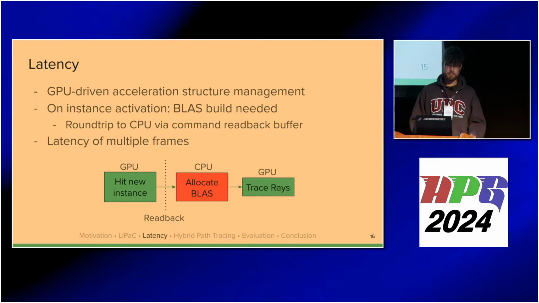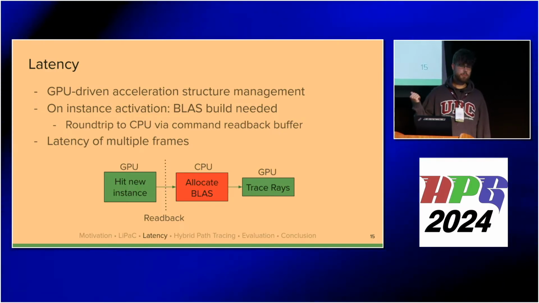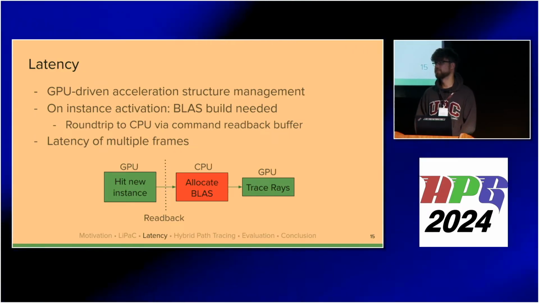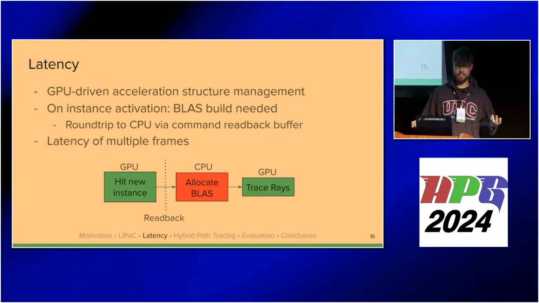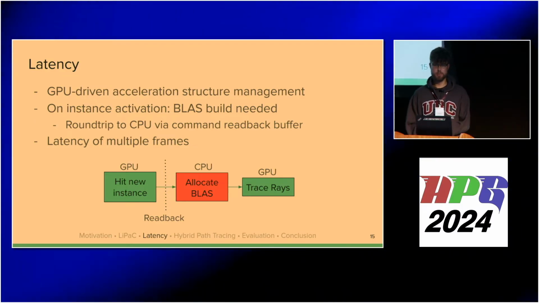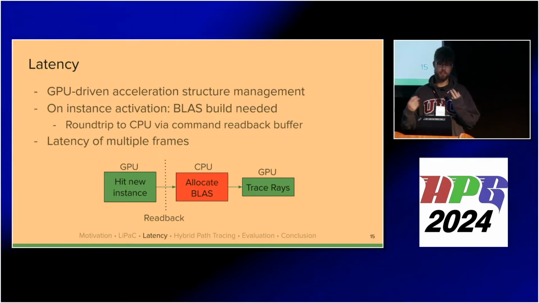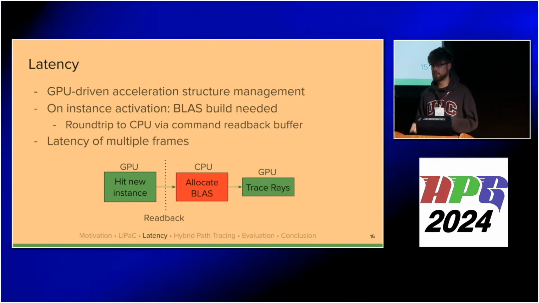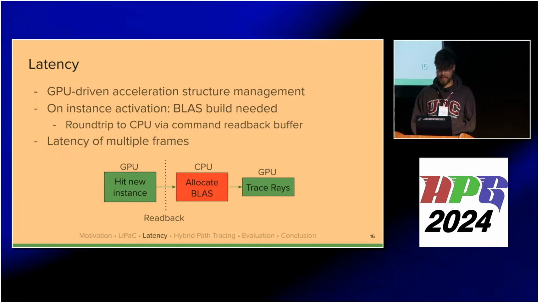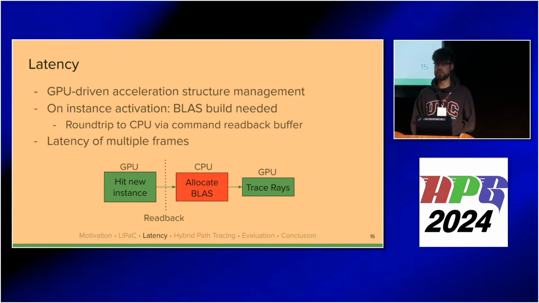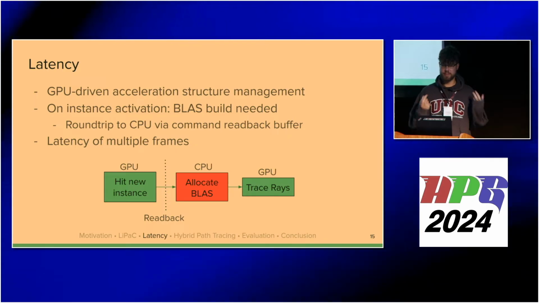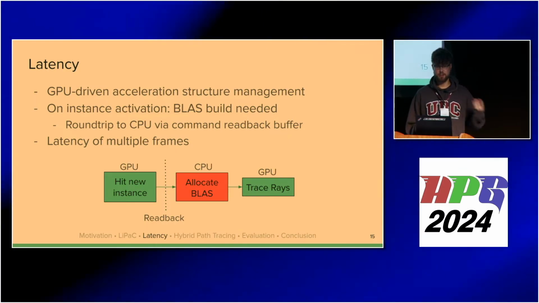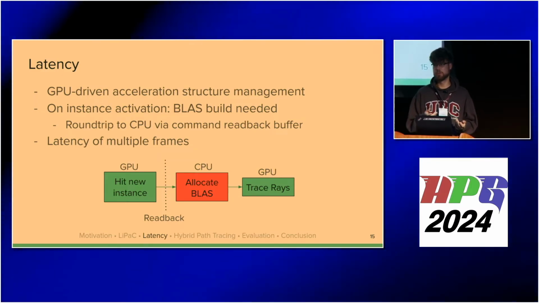But it gets even worse, because when an instance is activated, we might first have to build the bottom level acceleration structure. It might not be present at the moment. And at the moment, this is an operation that more or less requires some CPU work, because we have to allocate the graphics memory space for this BLAS and then record some command buffer commands to actually build it. And this means we require a round trip when we are activating a new instance. And this can lead to some really nasty artifacts like shadows and occlusion, or even whole instances popping in when we move around through the scene.